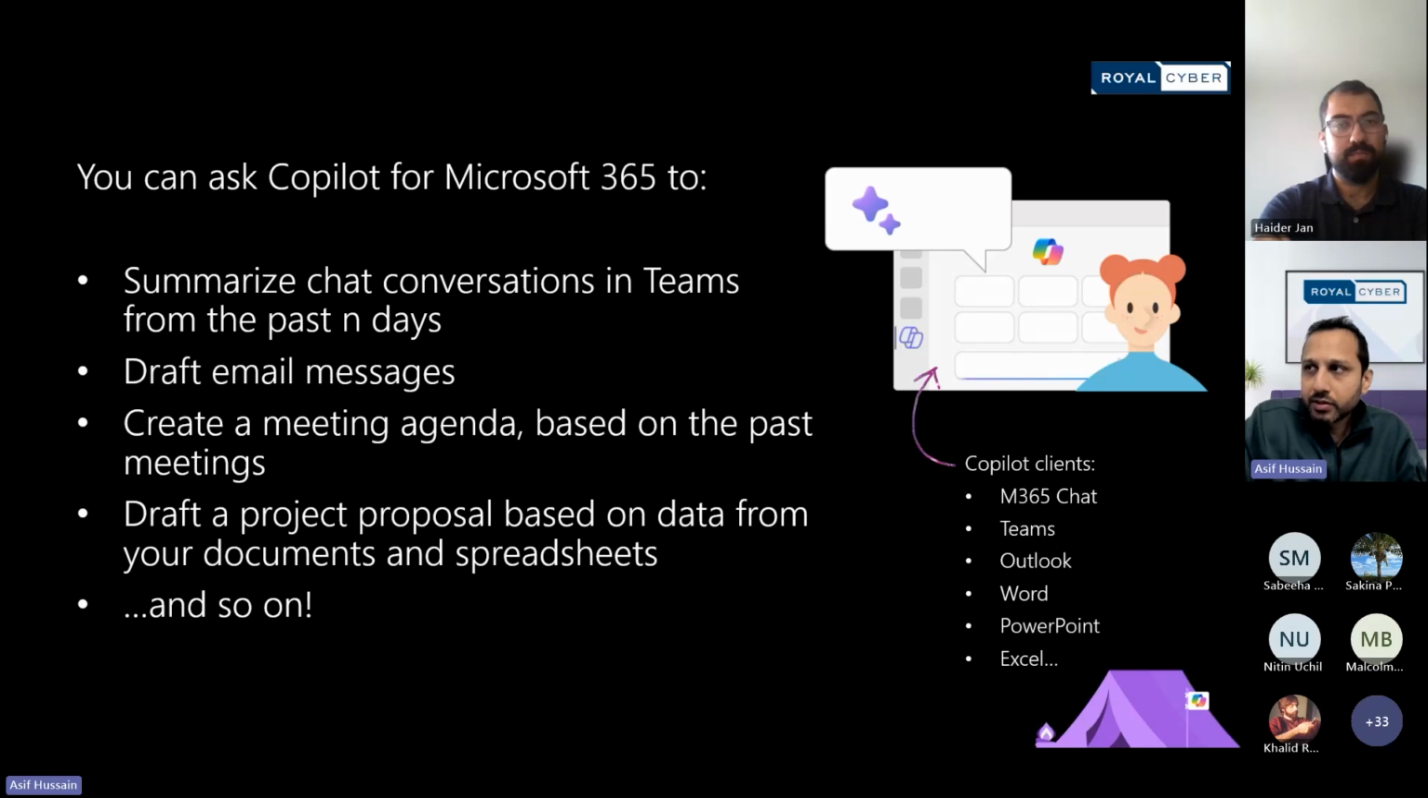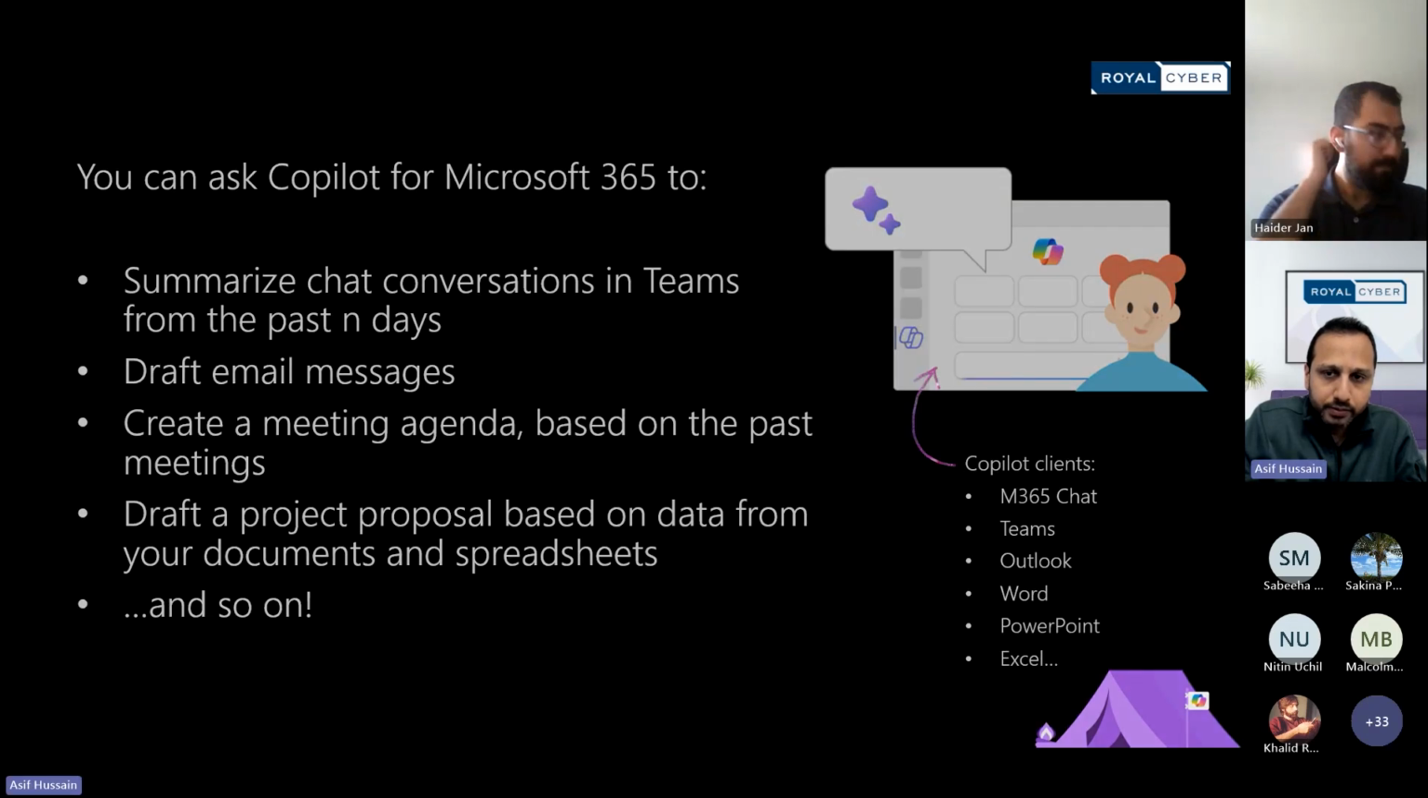So Copilot for Microsoft 365 can summarize chat conversations in Teams. It can draft emails. It can create meeting agendas based on past meetings. It can draft a project proposal based on the data from documents and spreadsheets. It can summarize a meeting or create minutes of the meeting at the end of the meeting. It can do a lot in those areas, along with your other enterprise needs.